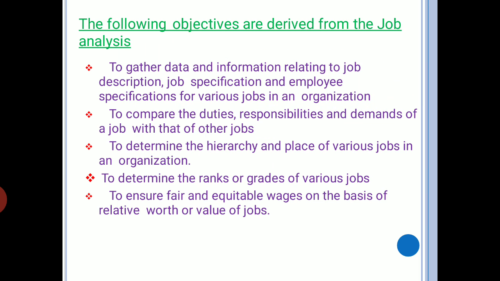The following objectives are derived from the job analysis: to gather the data and information related to job description, job specification, and employee specification for various jobs in an organization, to compare the duties, responsibilities, and demands of a job with that of the other jobs, to determine the hierarchy and place of various jobs in an organization, to determine the ranks or grades of various jobs, to ensure fair and equitable wages on the basis of relative worth or value of jobs.